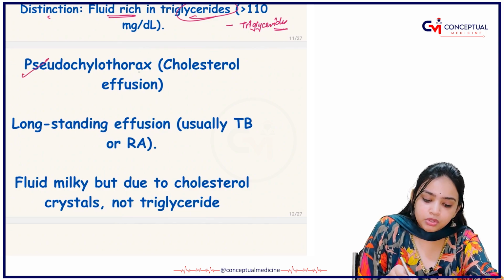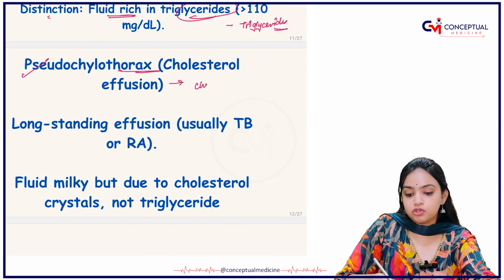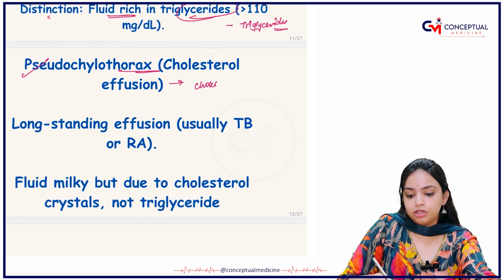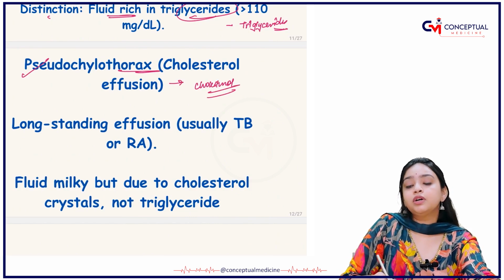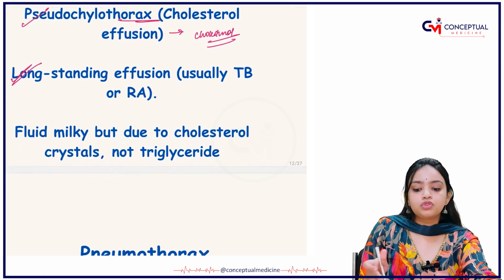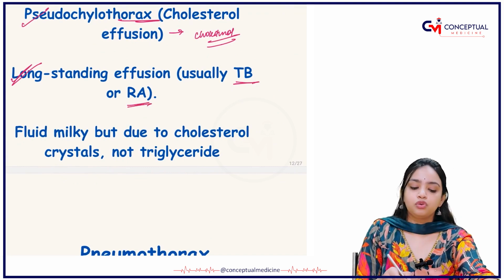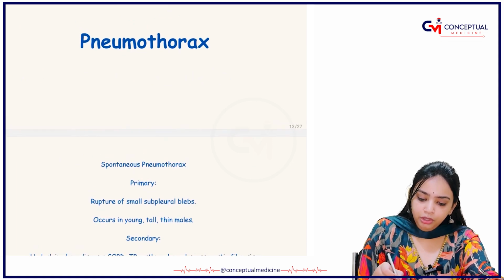Then you have is the pseudochylothorax. What happens in the pseudochylothorax? You have the cholesterol effusion. And it is due to long-standing effusions like the cases of tuberculosis and respiratory acidosis. Okay. Next you have is the pneumothorax.